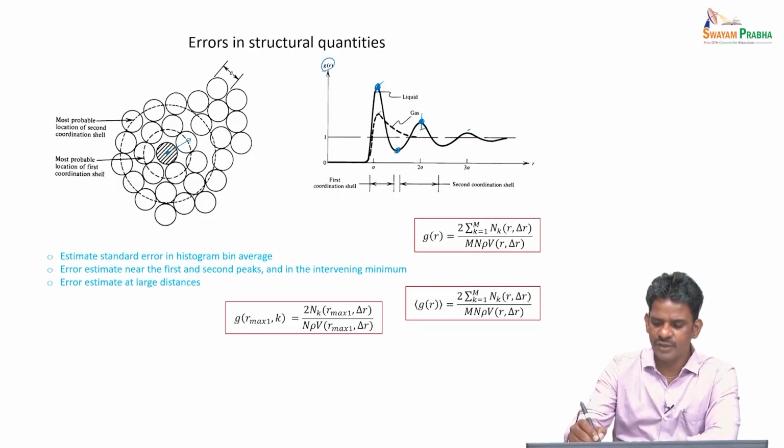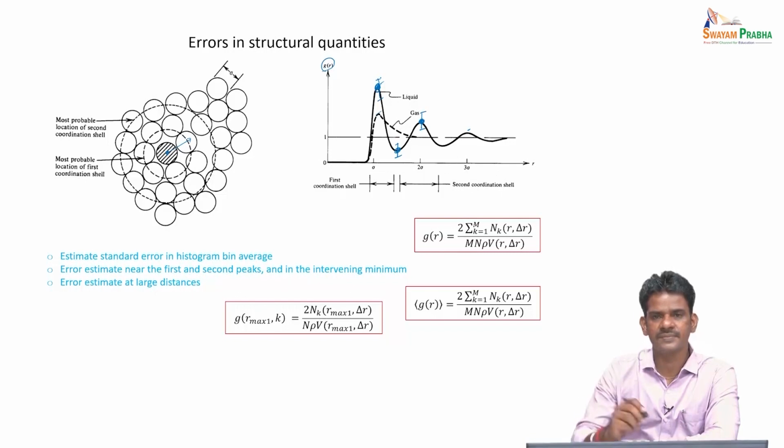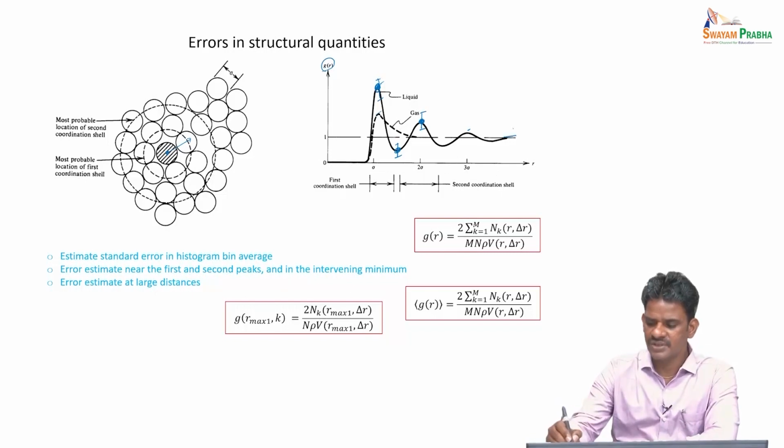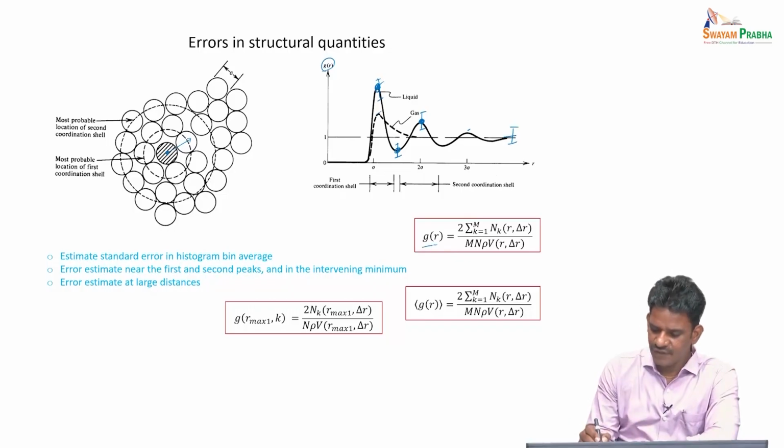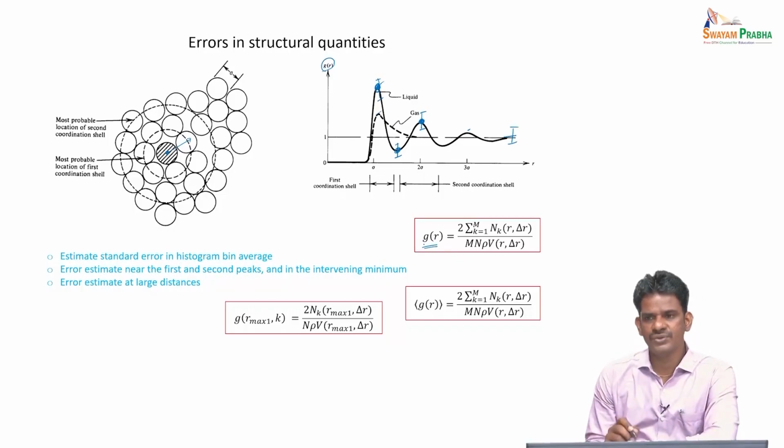So generally people try to find the error bar at these three places, and sometimes we can also get the error involved in the last point as well, r tending to a very large value. Now to see how an error estimate on g of r can be made, we look at the definition of g of r that we use to calculate g of r in simulations.